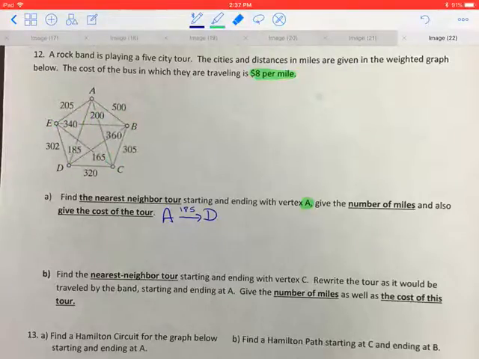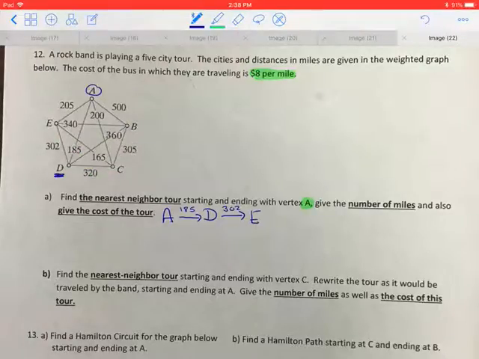Alright, so I started at A and I've gone to D. So that means I only have 3 options left. I can go from D to E, D to B, or D to C. And it looks like the best option, the cheapest option, is going to be to go to E, which has a weight of 302.